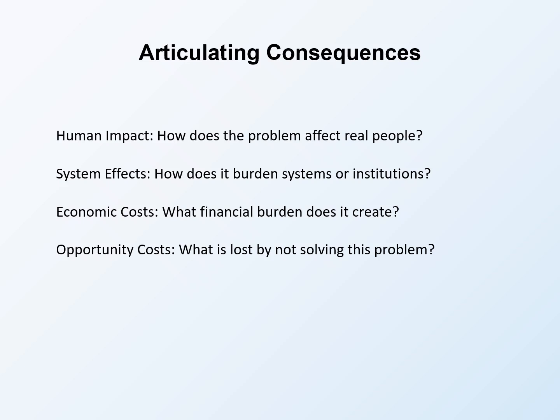System effects show how the problem burdens systems, institutions, or infrastructure. Healthcare systems strained by preventable disease, schools overwhelmed by unmet needs, government agencies unable to fulfill their missions. System-level consequences matter to funders who support those systems.